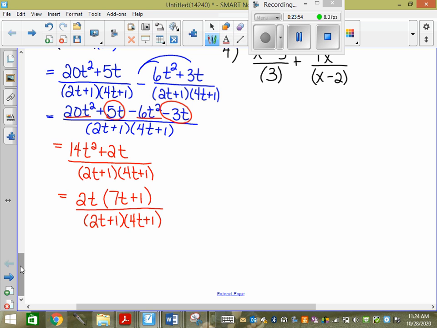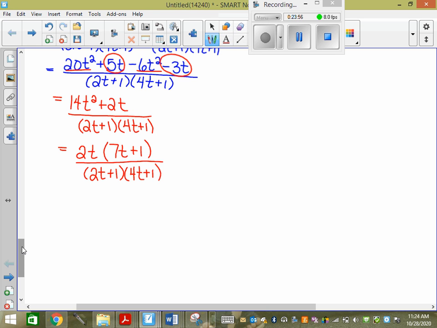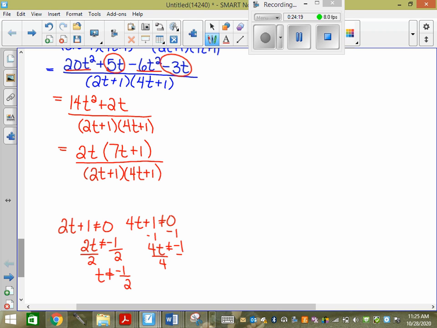So that I don't make a mistake, I can go 2t plus 1 can't equal 0. 4t plus 1 can't equal 0. Subtract the 1 over, so I got 2t can't equal negative 1. Divide by 2. T can't equal negative 1/2. Subtract 1. 4t can't equal negative 1. Divide by 4. T can't equal negative 1/4. So I have to fall behind with t can't equal negative 1/2 or negative 1/4.